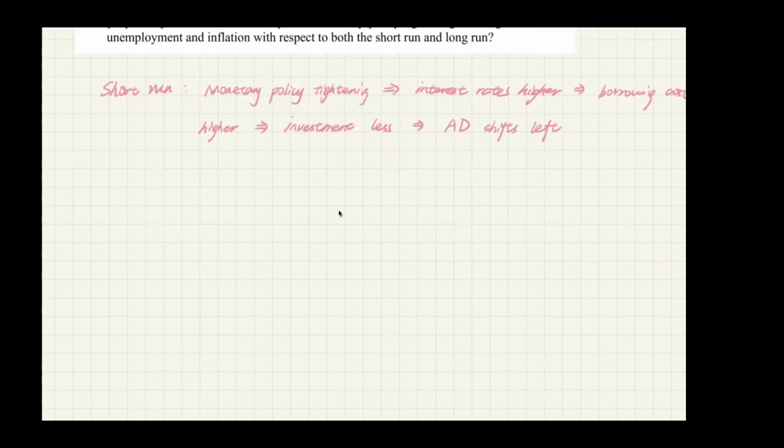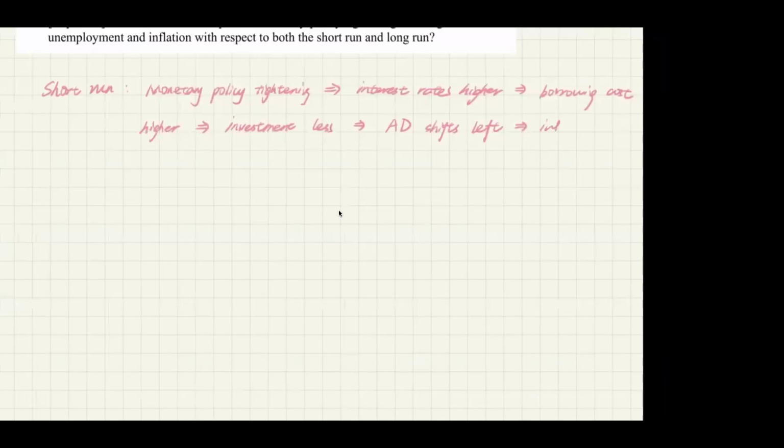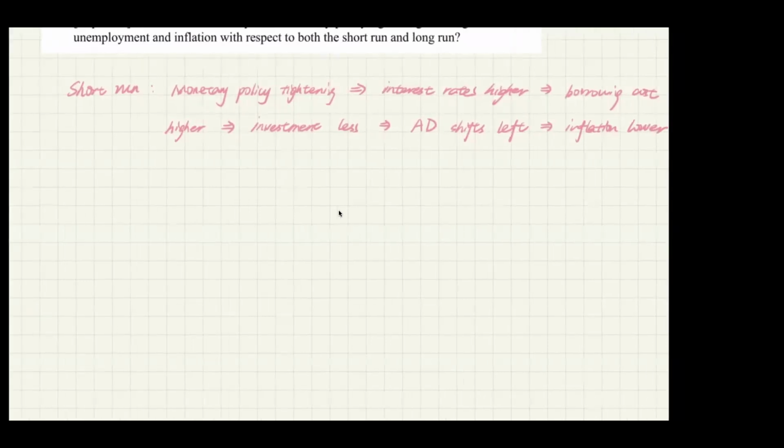Because now the I decreases. If the aggregate demand shifts left, it would have a lower inflation. Okay. If the inflation is lower, the unemployment would be higher. Okay. And what would happen in the long run?